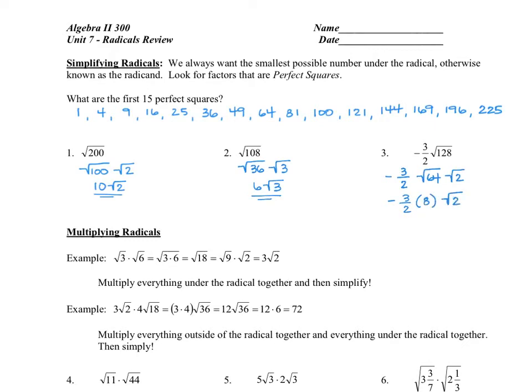Now we can multiply what's sitting out front. So negative 3 times 8 is negative 24 divided by 2, and leave the square root of 2, and negative 24 divided by 2 is negative 12, and we leave the square root of 2.